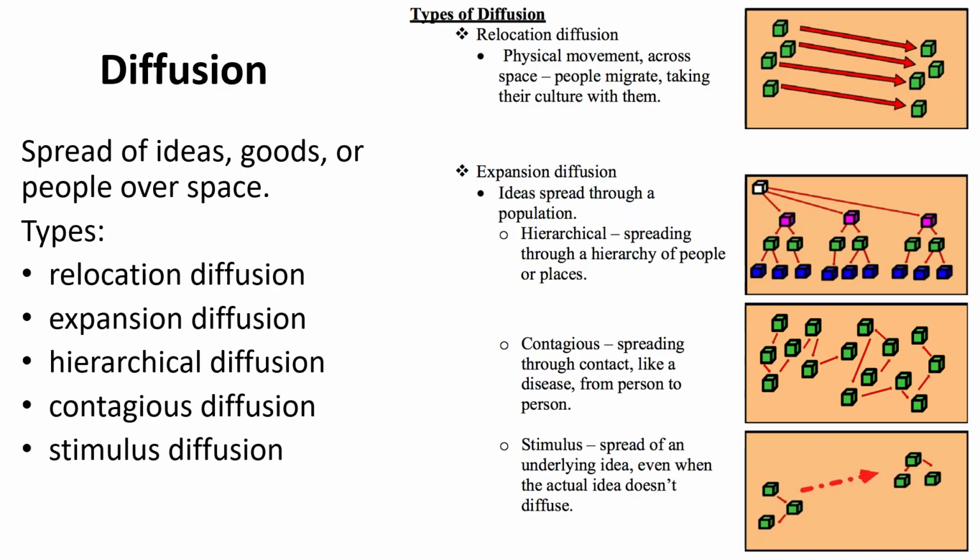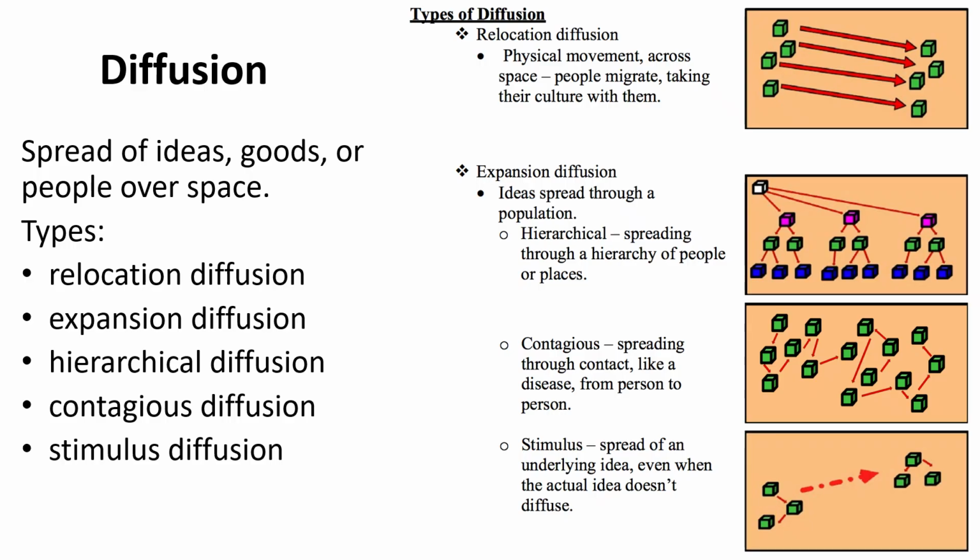Diffusion is the spread of ideas, goods, or people over space. Many types of diffusion can occur. The two big types are relocation diffusion, where you physically move and take a trait or an idea with you, or expansion diffusion, where the trait moves without you moving. Now, hierarchical diffusion or reverse hierarchical, contagious, and stimulus are part of expansion diffusion.